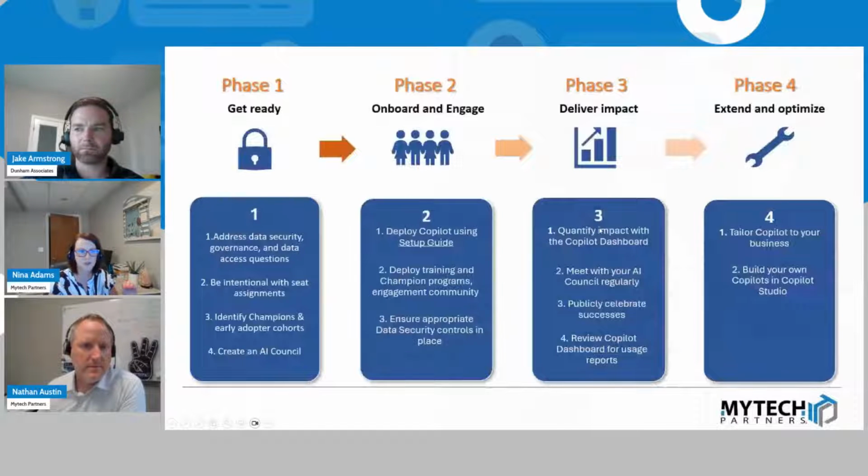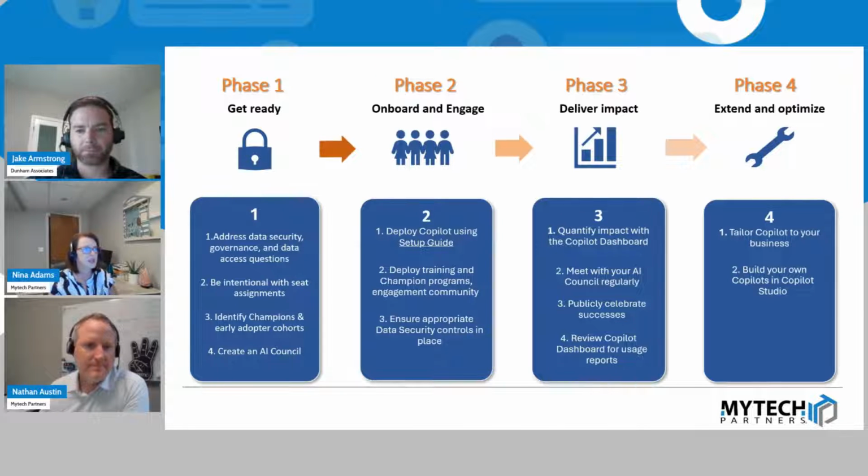All right, I just wanted to do a very high-level overview of those 4 phases that are recommended by Microsoft. The one we're going to be focusing on today is phase 1, which is the getting ready phase. As I alluded to in the previous slide, data governance and security is a really key piece we need to be considering as we think about deploying Copilot. How to figure out what those seat assignments are, how to identify those champions and early adopters, what that training looks like, and how we create a space for them to collaborate and share what they're learning, and then thinking through what an AI council would potentially look like.